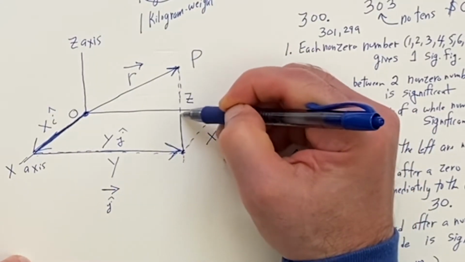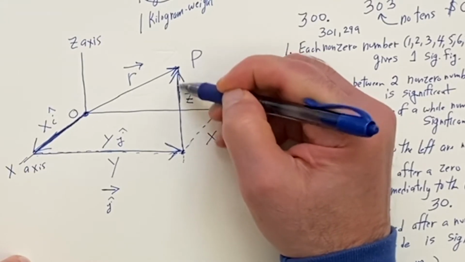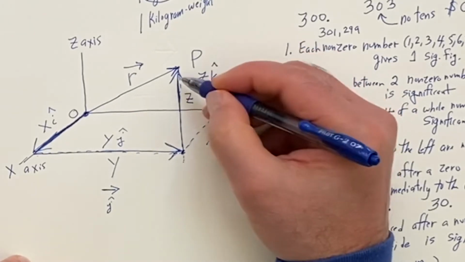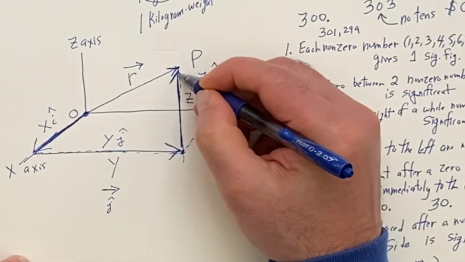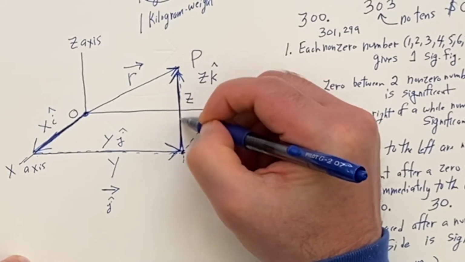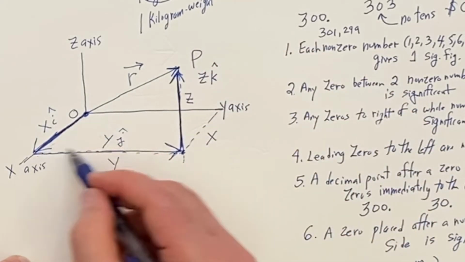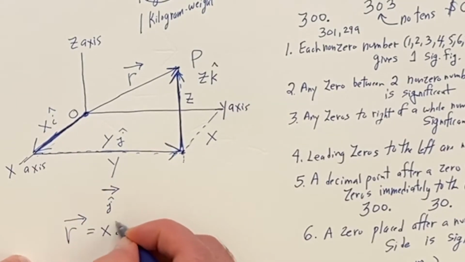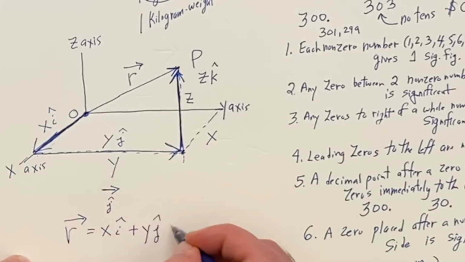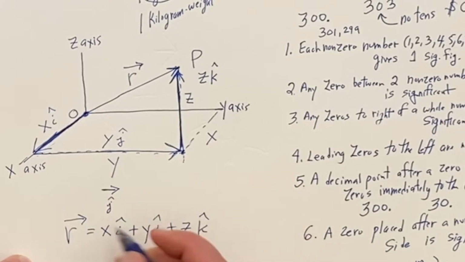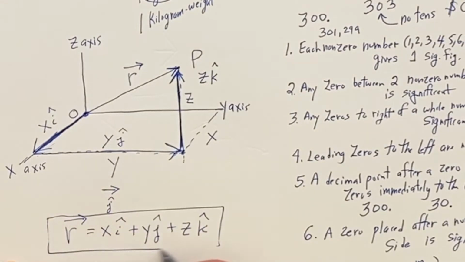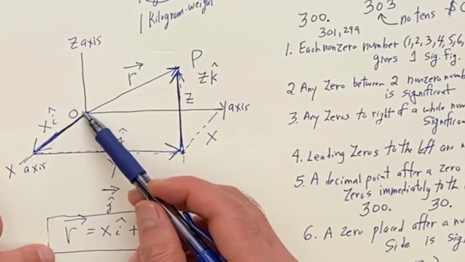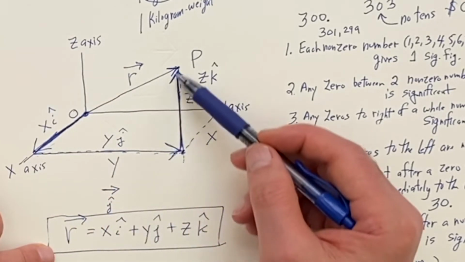And then I would go up here, z, k. So this vector here would be z times k hat. And those three vectors added together would give me r. In other words, x i hat plus y j hat plus z k hat. That would be this vector r. It consists of three vectors, this way, along the x direction, the y direction, and a z direction.